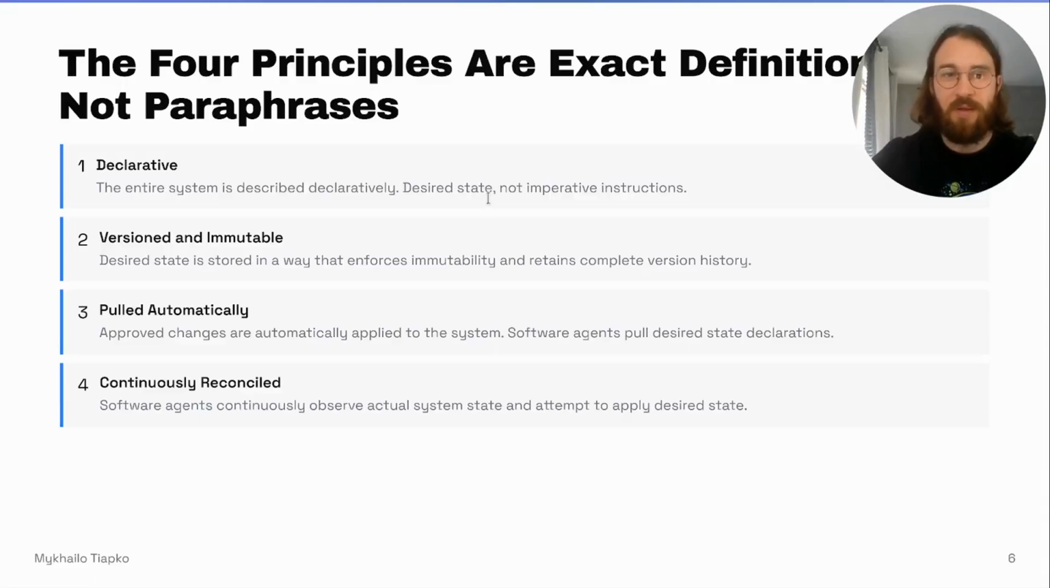First of all, it's declarative. The system is described declaratively. Second, versioned and immutable: desired state is stored in a way that enforces immutability and retains complete version history. Third, pulled automatically: software agents pull the desired state declarations from the source. And last but not least, continuously reconciled: software agents continuously observe the actual system state and attempt to apply the desired state.